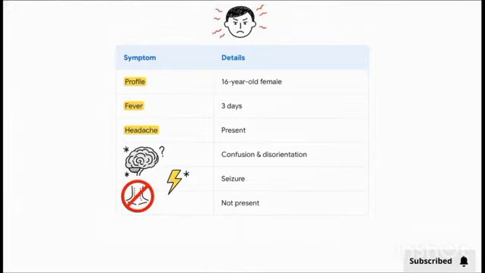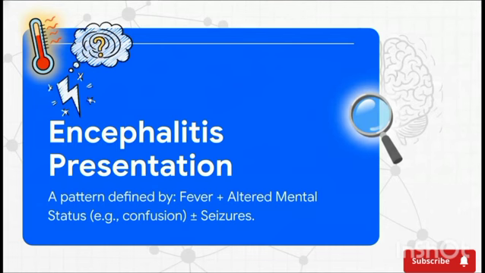Okay, here's patient 2. Same age, she's got a fever and a headache too. But that's where the similarities end. Look at her mental status. She's confused and disoriented. She even had a seizure this morning. And maybe just as important, look what's missing. No neck stiffness. This set of symptoms points us down a totally different path.